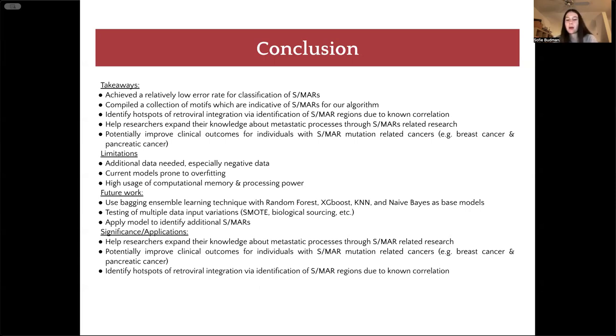And finally, our method could help researchers better understand the molecular basis of cancer, potentially improving clinical outcomes for patients with SMAR-related mutations, such as in breast and pancreatic cancers.